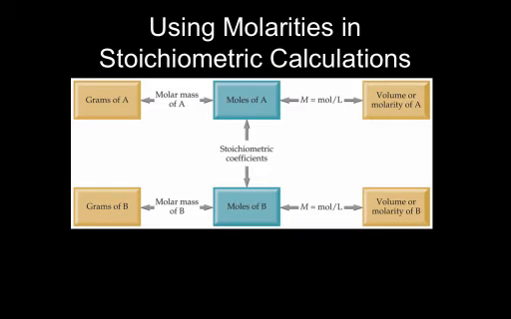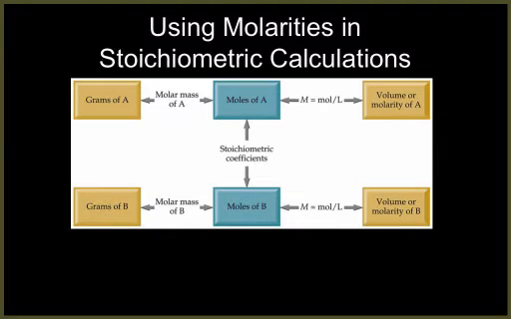When you do solution stoichiometry, it's very similar to the stoichiometry we've already done. The difference is we can now talk about volumes of substances instead of just grams because we can use molarity as a conversion factor. If we look at the little chart here, this was what we talked about in the last chapter, going from grams of A to moles of A, moles of B, grams of B. So this little section here was what we have already done.